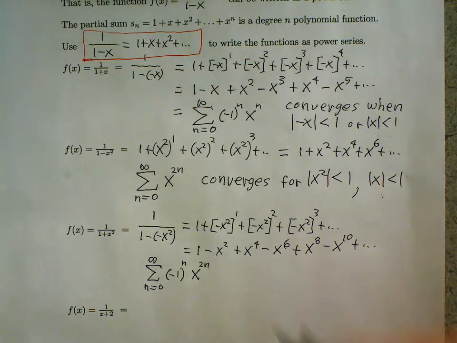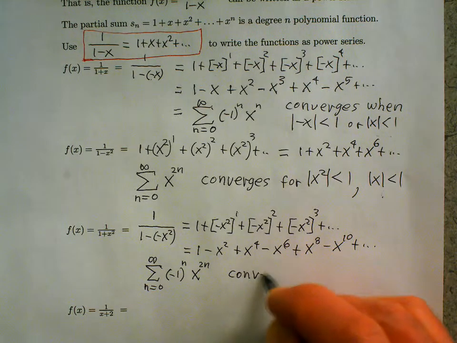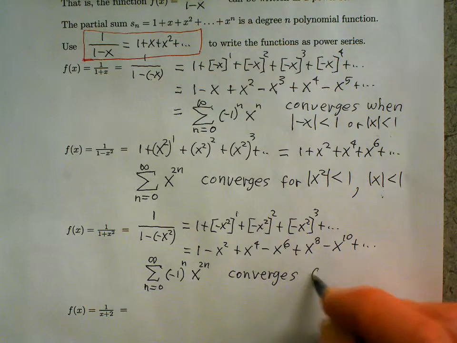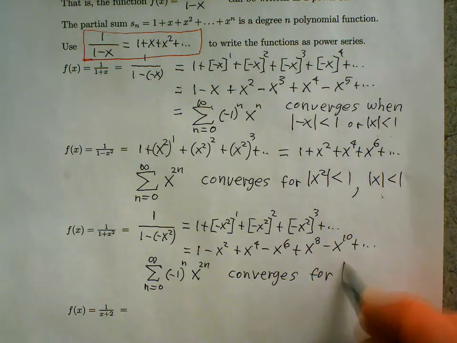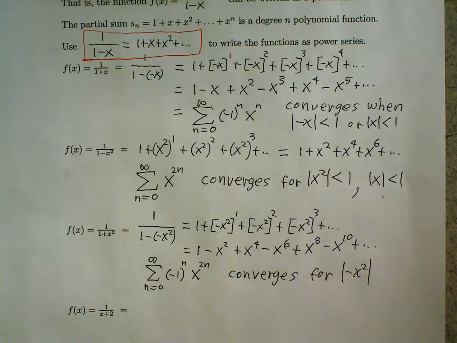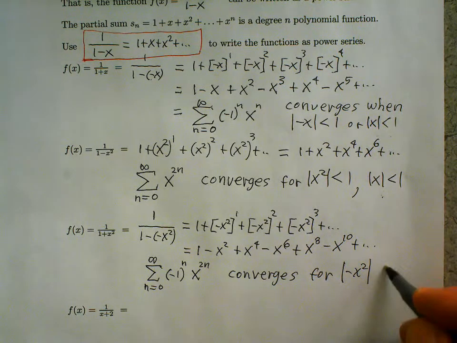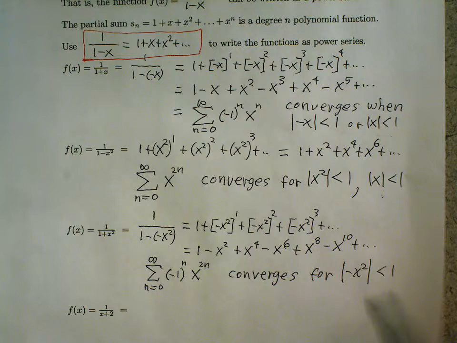This will converge. Let's see, our function this time is negative x squared. So the absolute value of negative x squared is less than 1. But that boils down to the absolute value of x is less than 1. So the radius of convergence is 1.